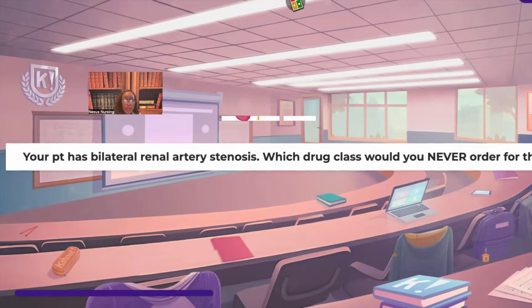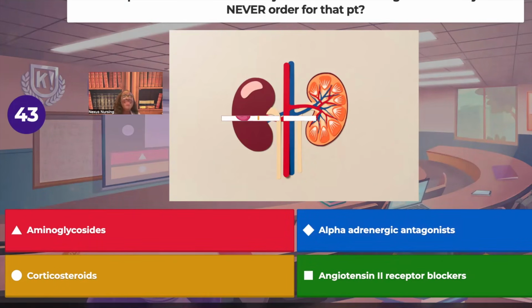Okay, your patient has bilateral renal artery stenosis, excuse me. Which drug class would you never order for this type of patient? Aminoglycosides, alpha adrenergic antagonists, corticosteroids, and ARBs, angiotensin 2 receptor blockers. Again, your patient has bilateral renal artery stenosis. Which drug, under no circumstances, if you want to keep your license, are you going to order for this type of patient?